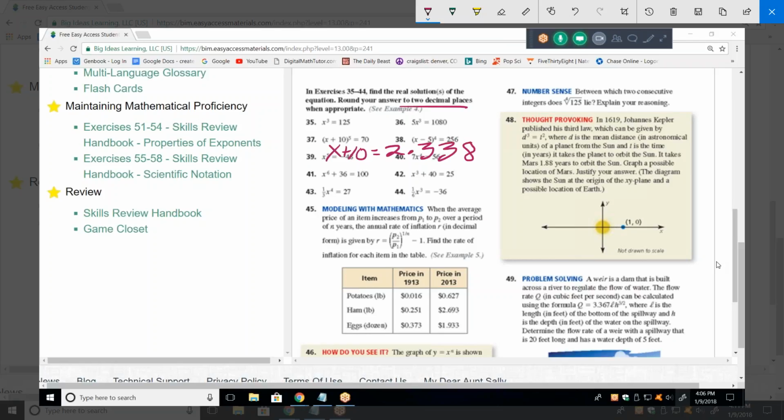Now, what's the next step? Subtract 10. Okay, which gives you 7.662, correct? Right? In other words, take this number and subtract 10 from it. Yes. Gives you negative 7.662. And now round that off.